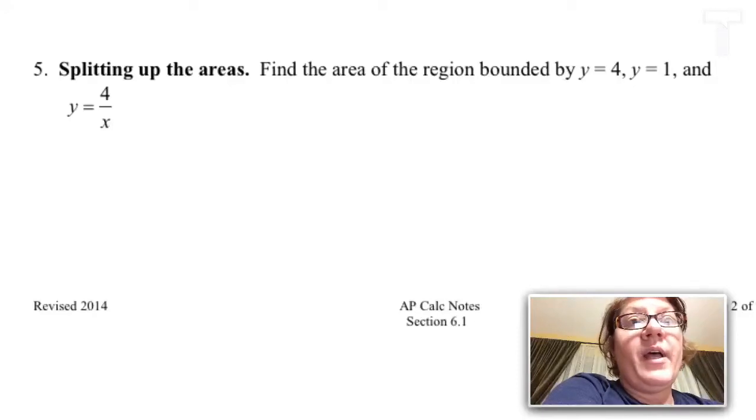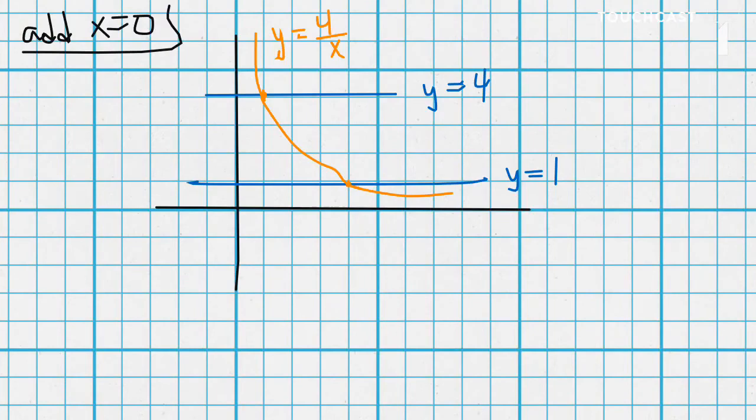Ready to start number 5? Okay, let's get it graphed. You do have to add one missing equation to this problem. I don't think it's in the notes, and that is x equals 0, which of course is my y-axis. So I'm looking at the region that is bounded by all 4 graphs.